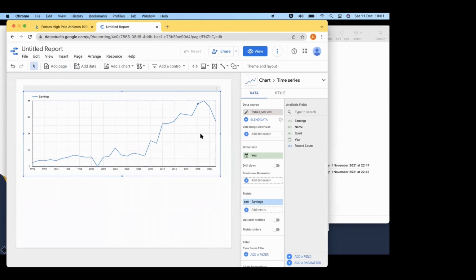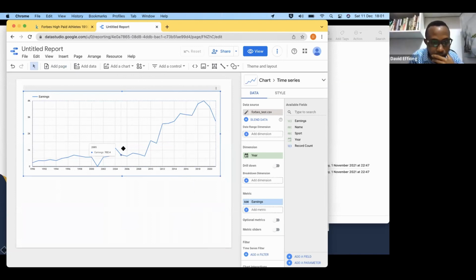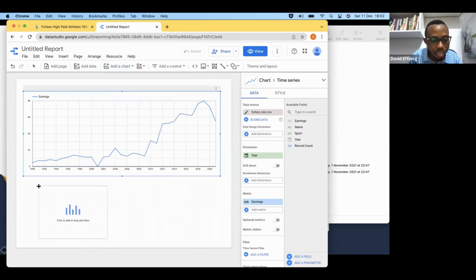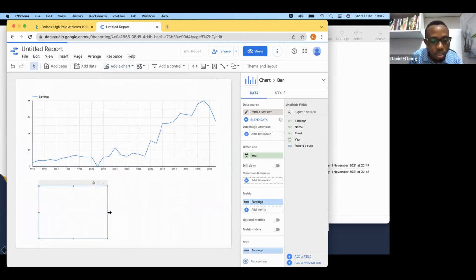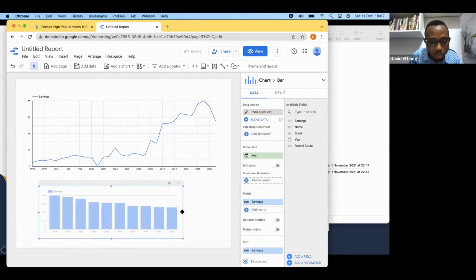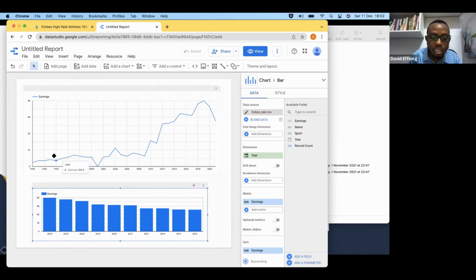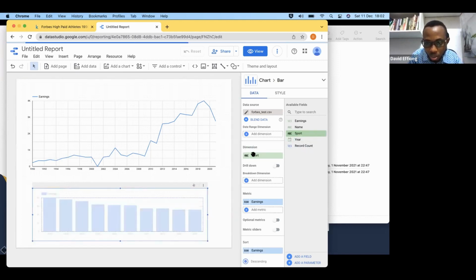Yes. Okay, so let's add some more things to it. Let's say we can see the trends per year. Let's get the top five or top 10 highest paid sports types. Now remember that sports type is not numerical data, so I cannot use line charts. It's categorical data, so I'm using a bar chart. I'm going to put sports type in dimension.